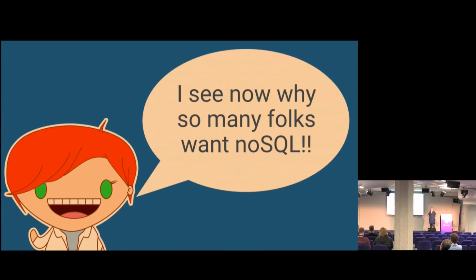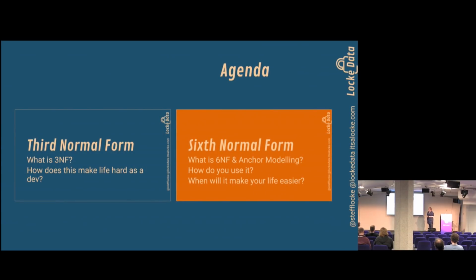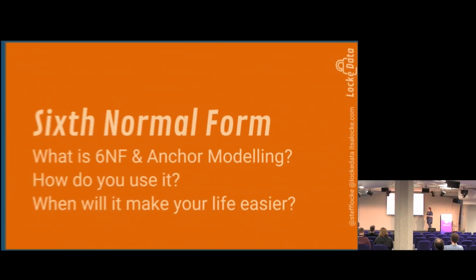And this is why NoSQL's the answer, right? Let's just do document store and we can worry about the schema later. We can make changes as we need to. That is an acceptable solution in a range of situations. Sixth normal form is another solution for another range of situations. So, what is sixth normal form?